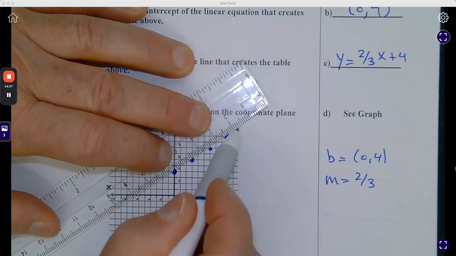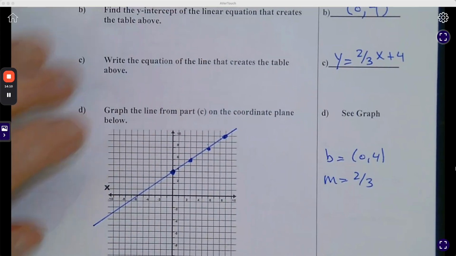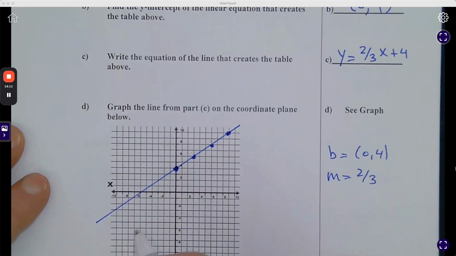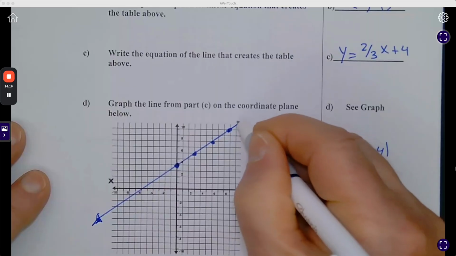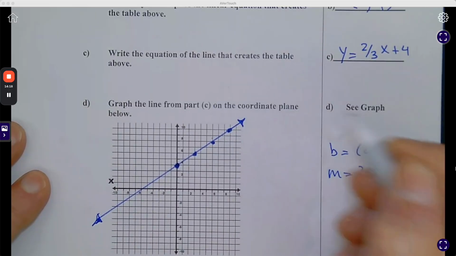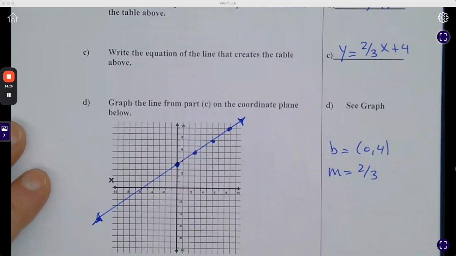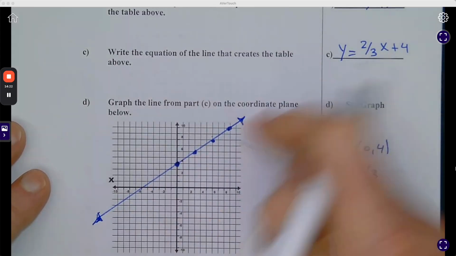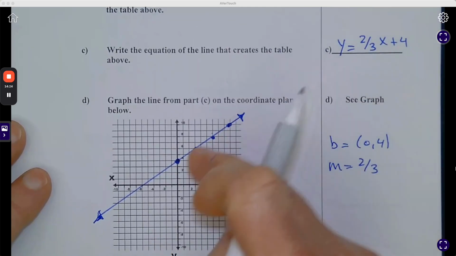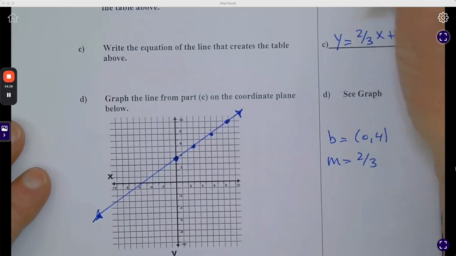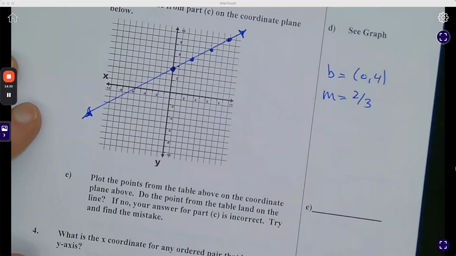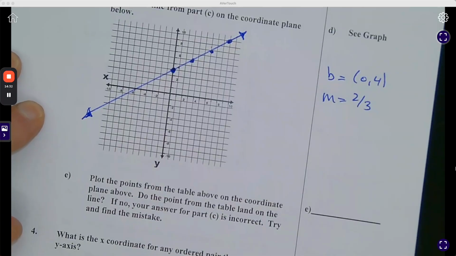Okay, make a good line. Drive it through. That's an incomplete line. That's not going to get full credit. You got to put the arrows on the ends. That is a beautiful line. That shows the solution set, or the x comma y's that make that equation true. That equation right there.